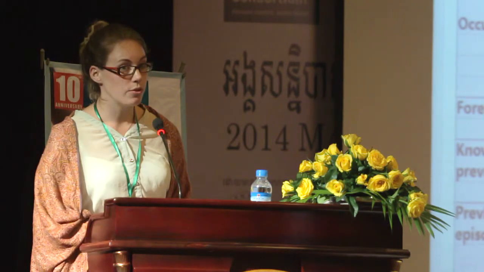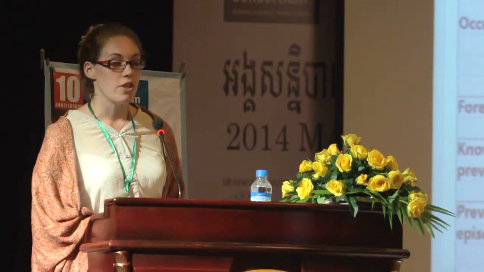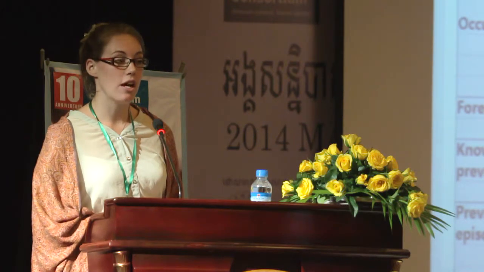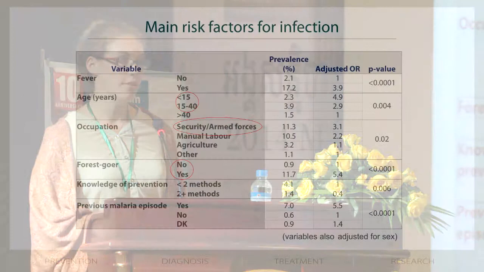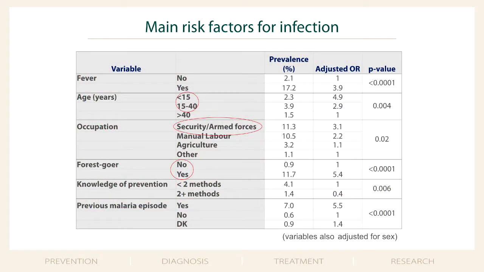For occupational group, we grouped security guards, armed forces personnel, and police together. Then manual labour workers are things like construction and forestry workers, agricultural workers, and then the other group were considered low-risk occupations. So compared to this low-risk group, it was interesting that security and armed forces had the highest odds of infection compared to any other group.